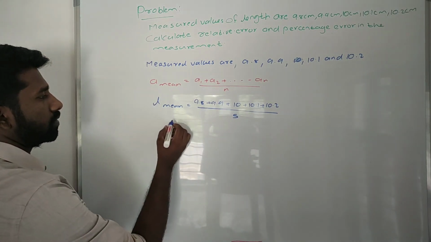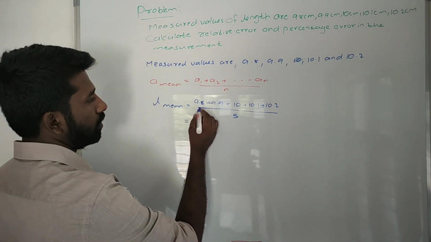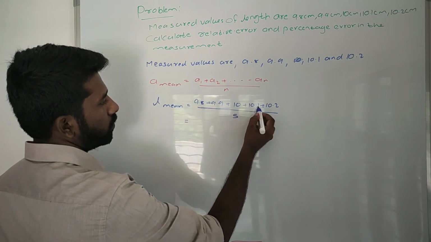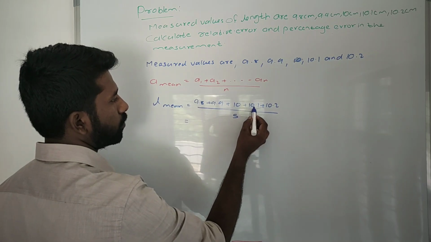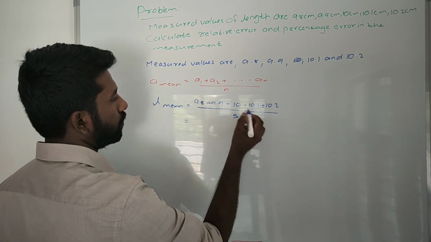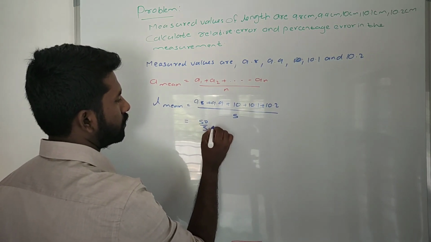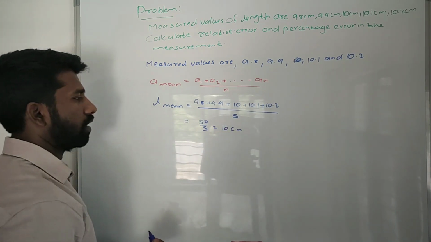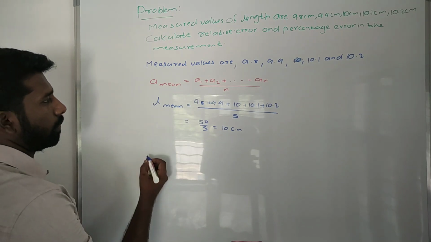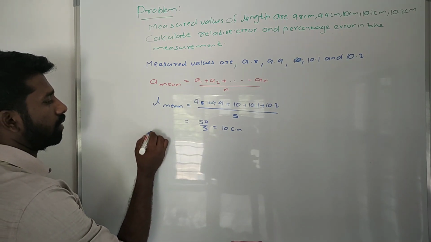Total, how much will you get? 9.8 plus 10.2 comes to 20. 9.9 plus 10.1 is again 20, so 20, 20, 10 gives 50, divided by 5. That is 10. That is L mean, that is the true value. Then next we will find the absolute error.